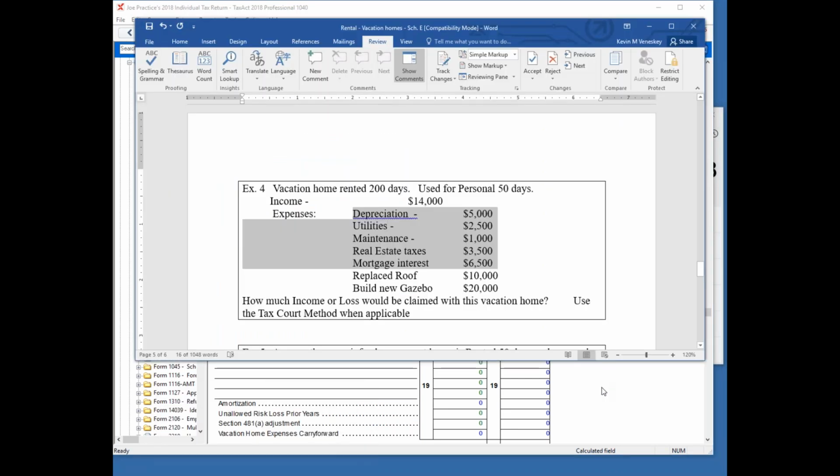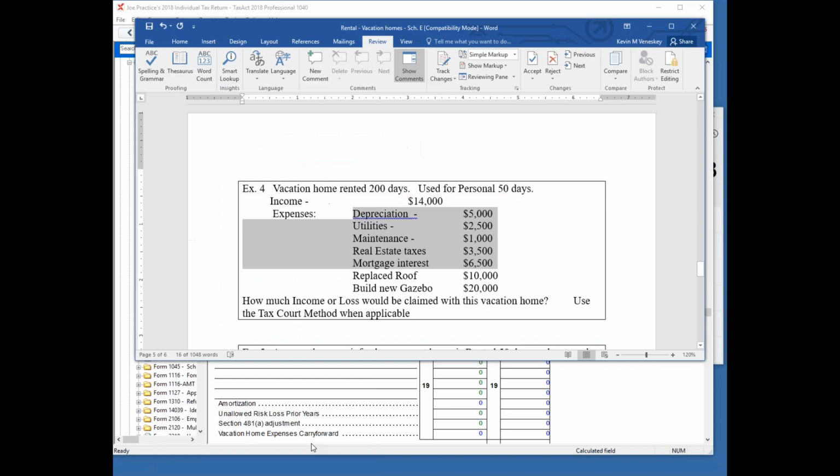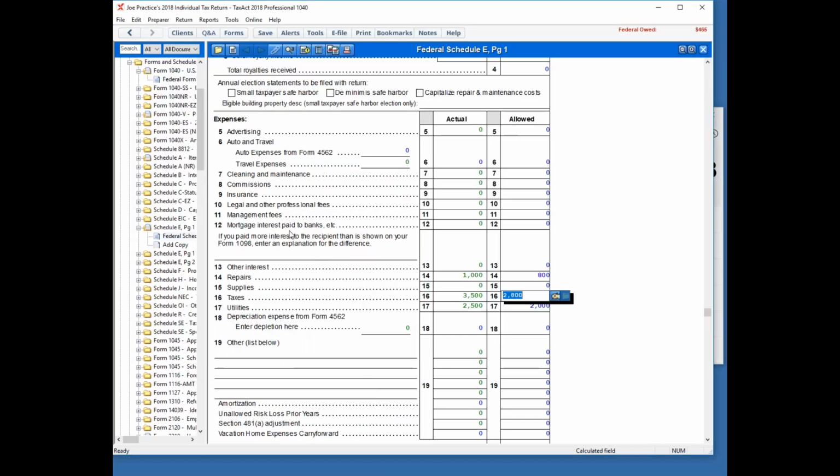Real estate taxes of 3,500. Okay, so we got our taxes here, 3,500. And then finally we had the mortgage interest of 6,500. So those were the only items I had.